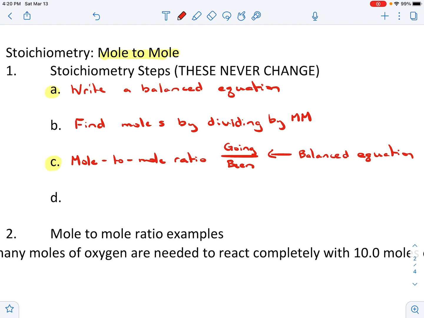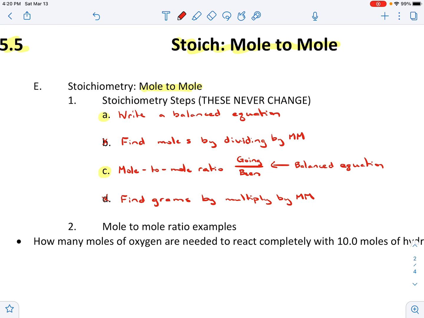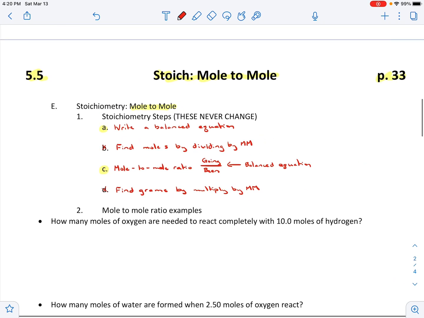And letter D then is we're going to find grams. And to find grams, if we're at moles, we will multiply by molar mass. So again, those are the 2 steps we're not doing today, but it's good to have them written down, because the next video we're going to write down the exact same steps. So good to start putting them in our brain.